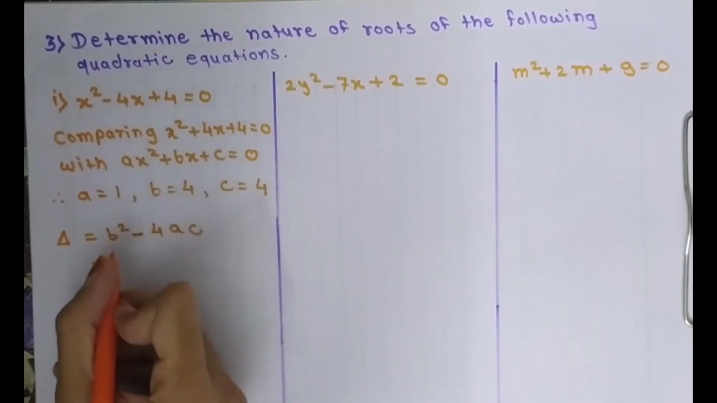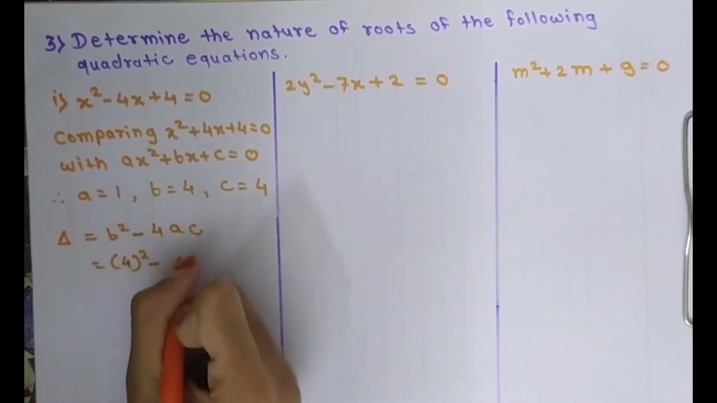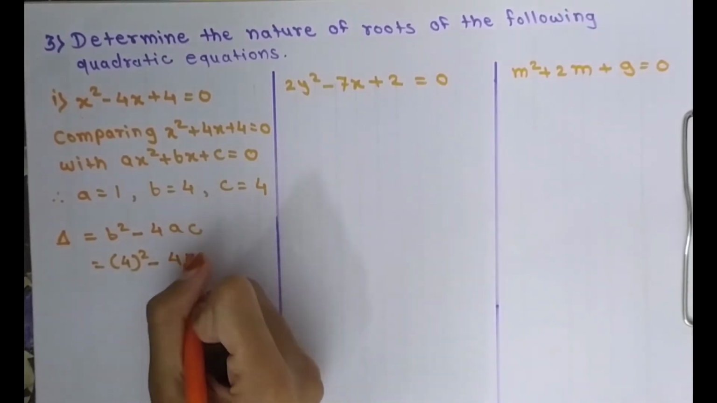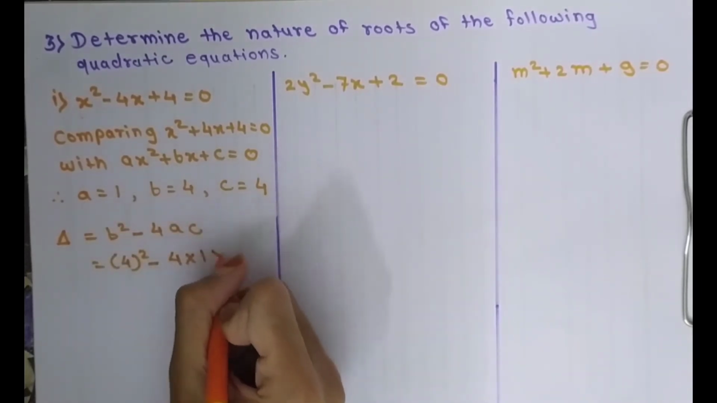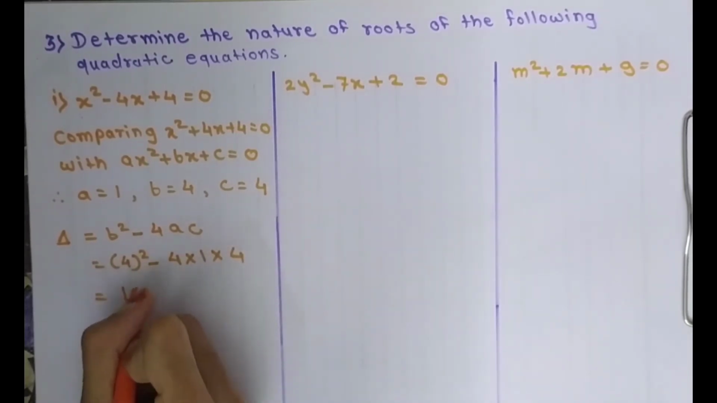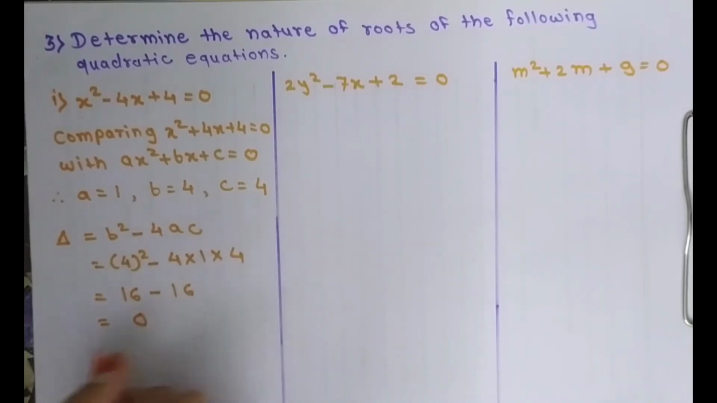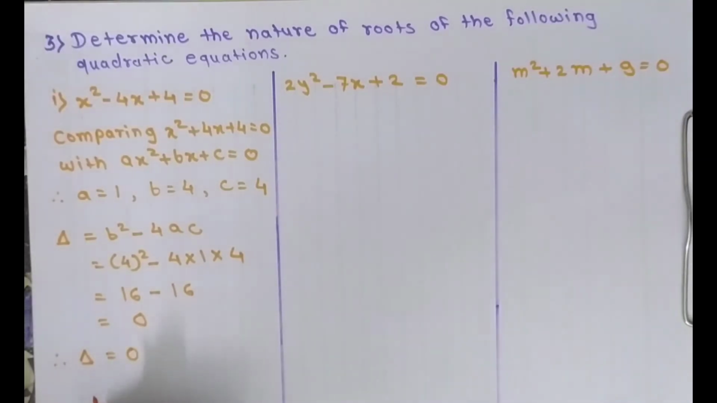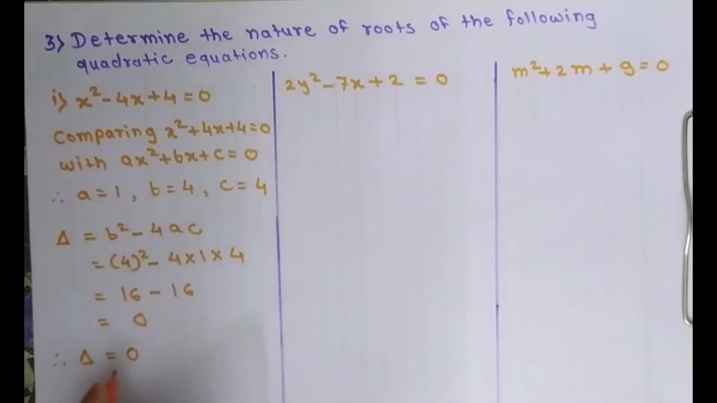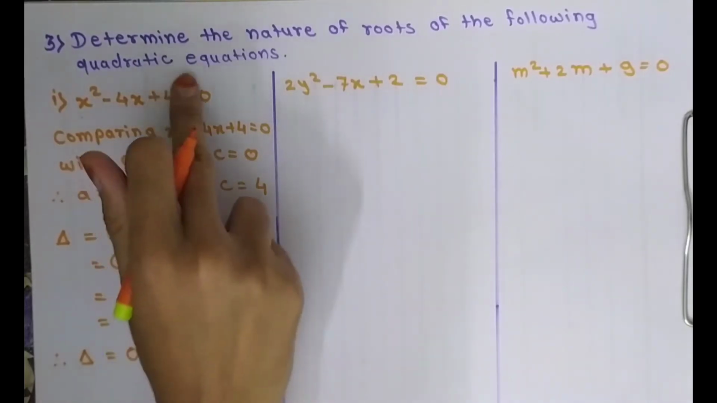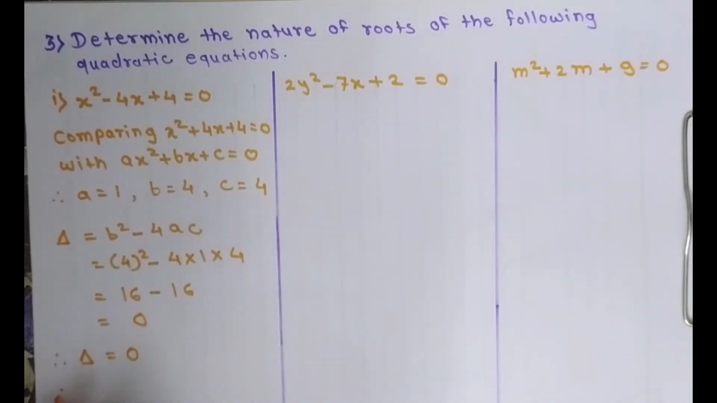So, b square is what? 4 square minus 4 multiplied by a is 1 multiplied by 4. So, 4 square is 16 minus 16 is equal to 0. Therefore, delta is equal to 0. So, when the value of b square minus 4ac is 0, then the roots are real and equal. Therefore, the roots are real and equal.